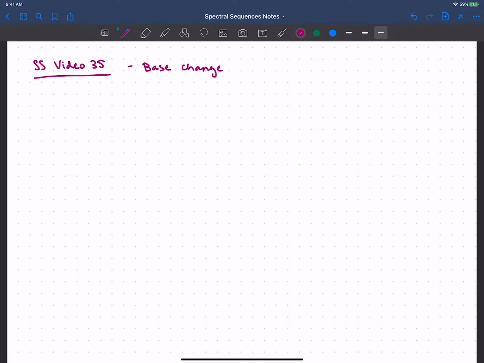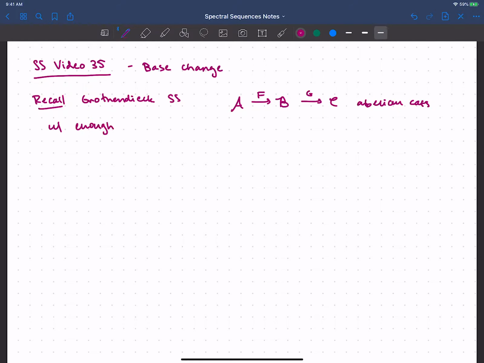All right, so now let's look at some applications of the Grothendieck spectral sequence. So remember, our Grothendieck spectral sequence looks like we start with some abelian categories and some left exact functors between them. So these are abelian categories, and we need them to have enough injectives, really just A and B, but let's just say that they have enough injectives.